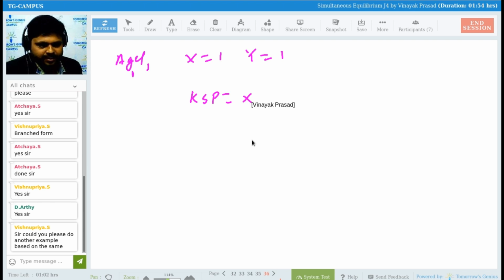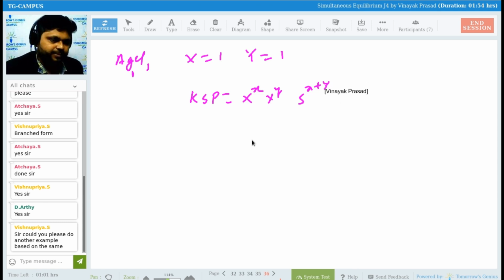x to the power x and y to the power y. That equals s to the power what? x plus y. Getting my point? s to the power x plus y. Any problem till here? So Ksp equals to what?